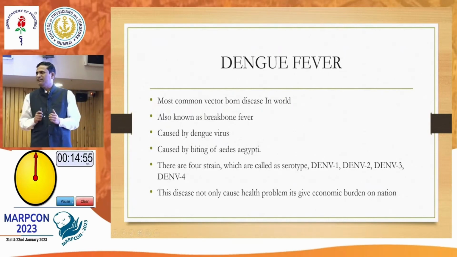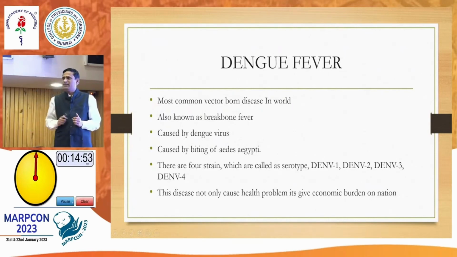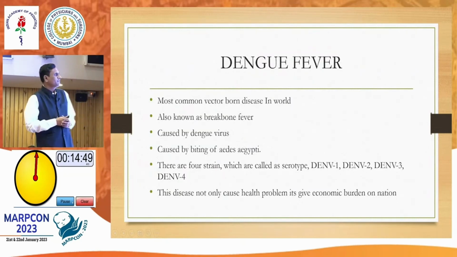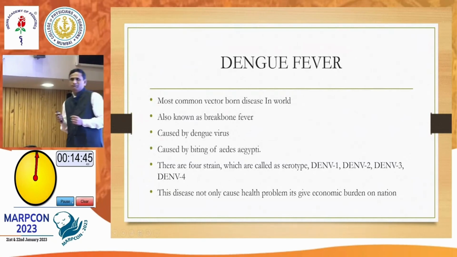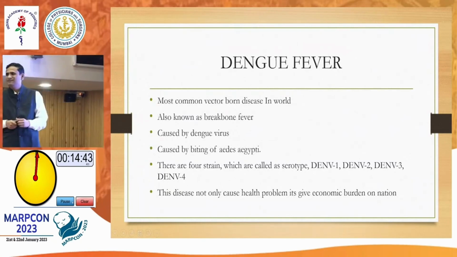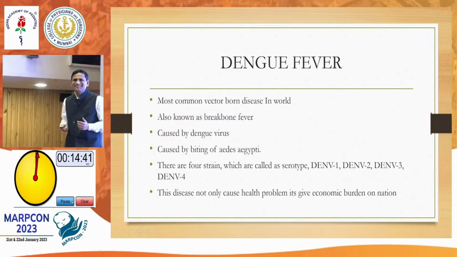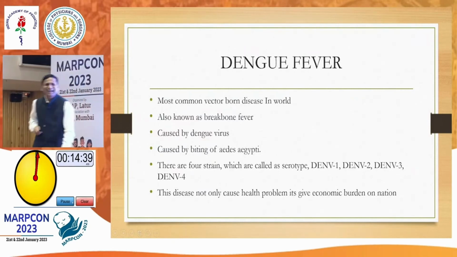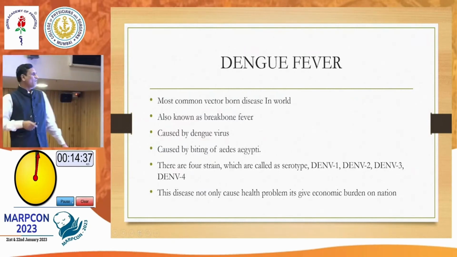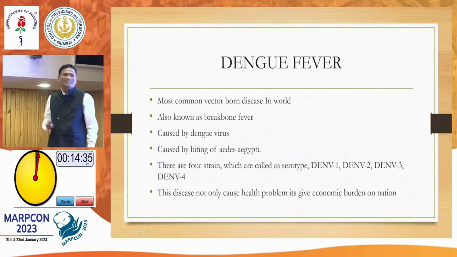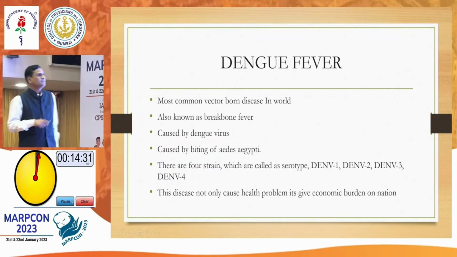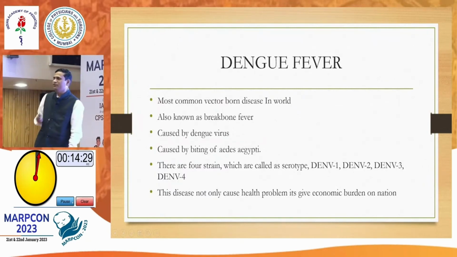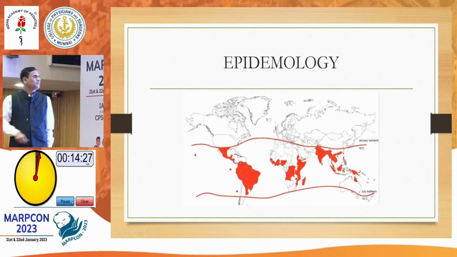It is a single-stranded RNA virus that comes under the family of flavivirus. It is caused by the bite of the female Aedes mosquito. Why only female? Are they blood suckers? No. They require human blood for maturation of the eggs. There are 4 main serotypes, that is dengue virus type 1, 2, 3 and 4.